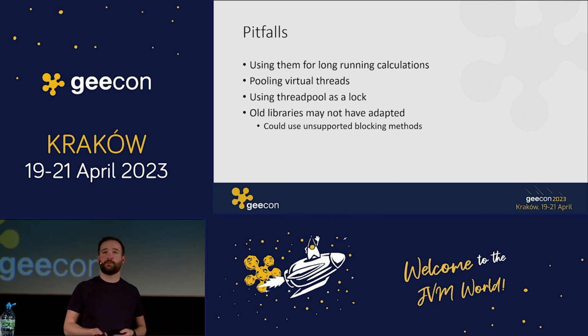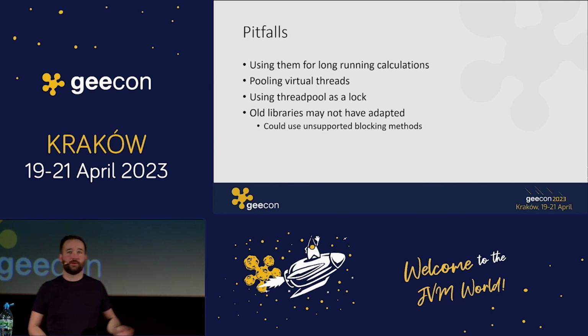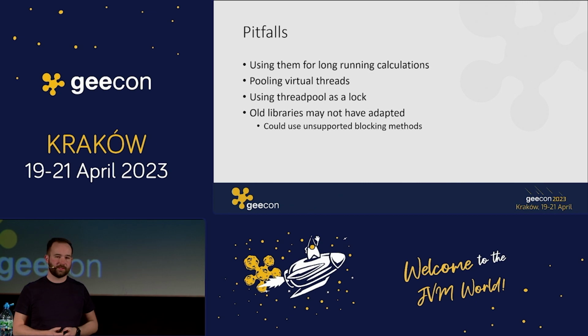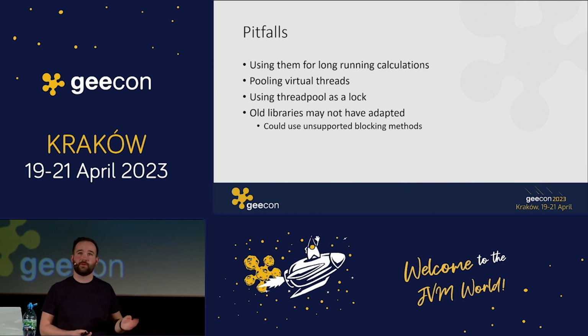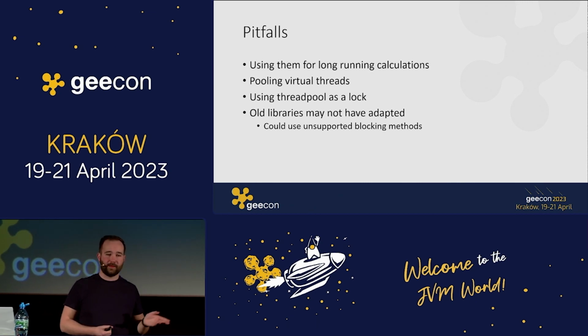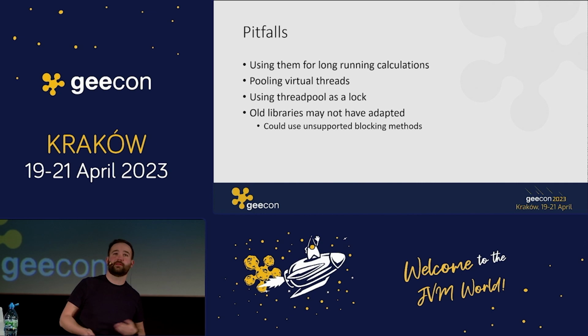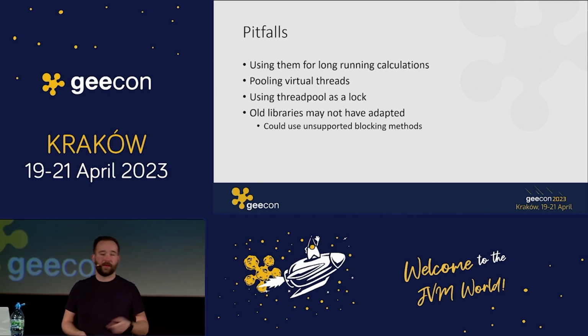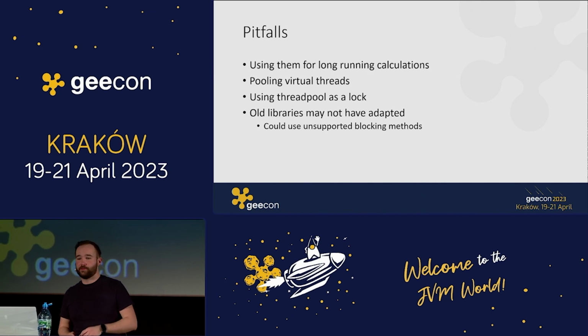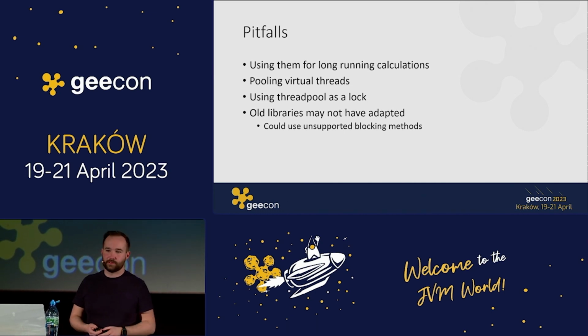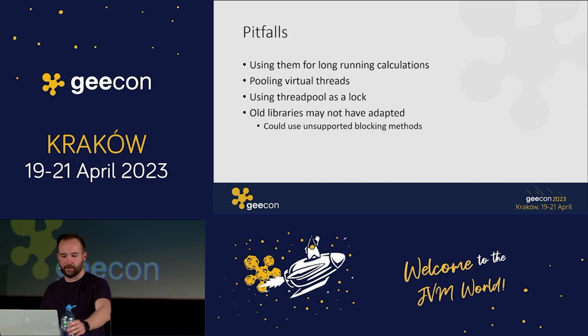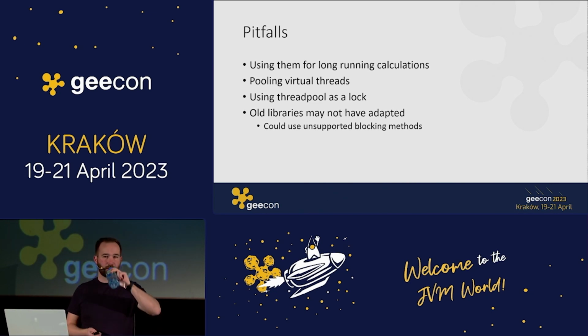There are also some use cases where you maybe have used a thread pool as a sort of lock to limit the amount of connections, for example, to a database. So, for example, you don't want more than 4 connections to a database, so you use a thread pool of only 4 threads. Well, as I've said, you don't want to pool virtual threads, so this isn't really an option anymore, and in those use cases, just use a lock instead. And of course, old libraries may not have been adapted yet and could still use these old unsupported methods.